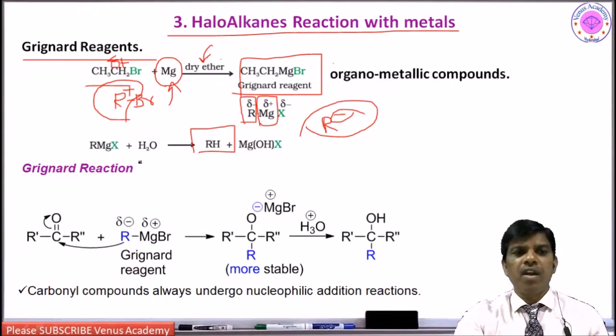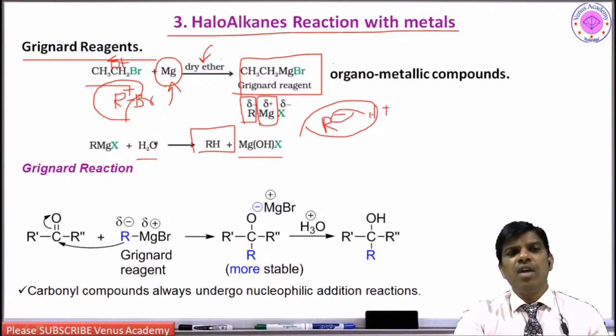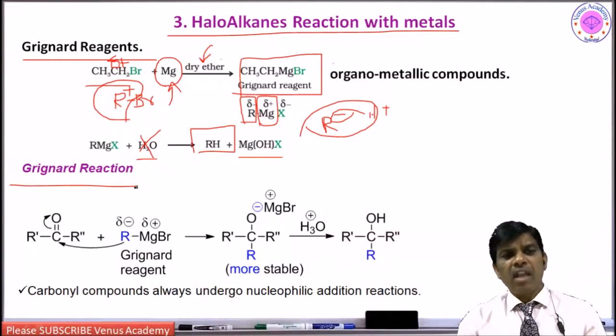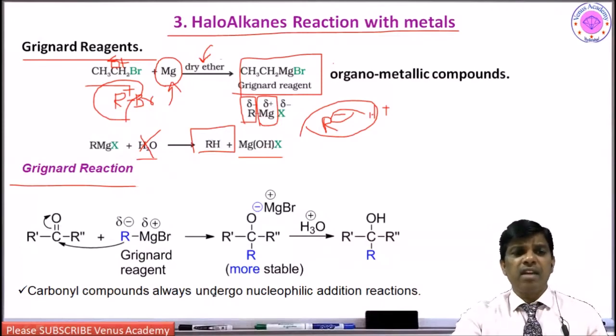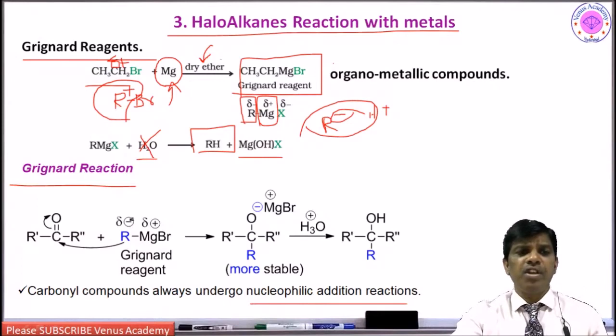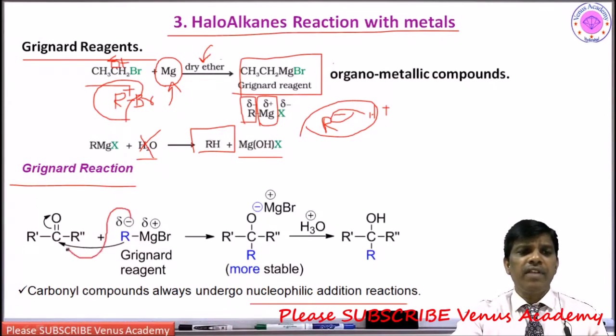What happens if you have water molecules in the reaction? This H plus ion is easily taken up to give alkane and magnesium hydroxide, and the halogen goes out. So avoid water in the reaction mixture. This alkyl magnesium halide reagent usually reacts with carbonyl compounds, which undergo nucleophilic addition reaction, where this alkyl group is going to be the nucleophile. So this nucleophilic addition takes place to give alcohols.